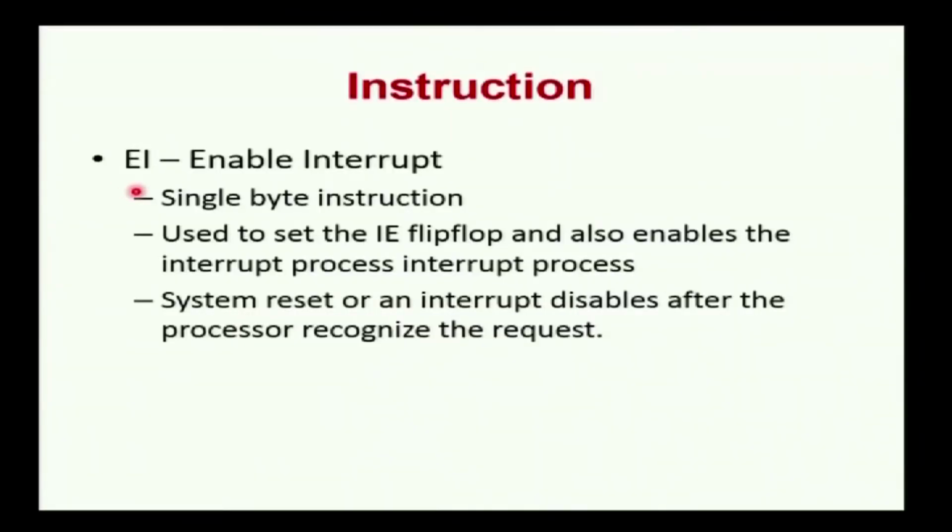EI is enable interrupt. This is a single byte instruction which is used to set the interrupt enable flip flop. Once the flip flop is set, then it automatically enables the interrupt process. Interrupt process means the processor sends the acknowledgement signal and also serves the service routine of the corresponding request. After that, the interrupt will be reset by using the system reset signal or by system recognition.